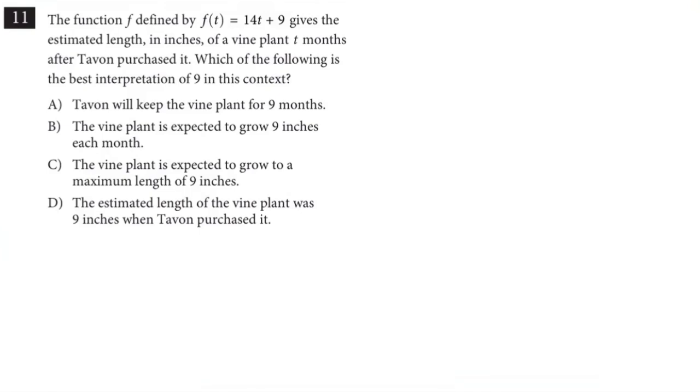Question 11. The function f defined by f of t equals 14t plus 9. So this is a linear function, or you can say the equation of a line, in mx plus c form. It gives the estimated length in inches of a wine plant t months after Tevin purchased it. So on the first month, you can get something, on the second month, on the third month. Which of the following is the best interpretation of 9 in this context? So, Tevin will keep the wine plant for 9 months.